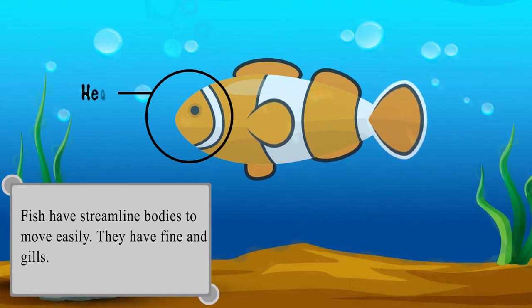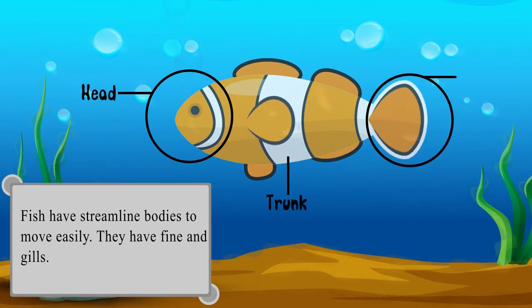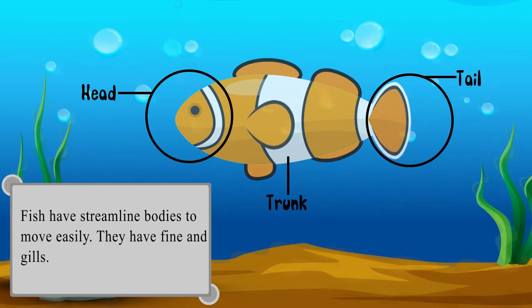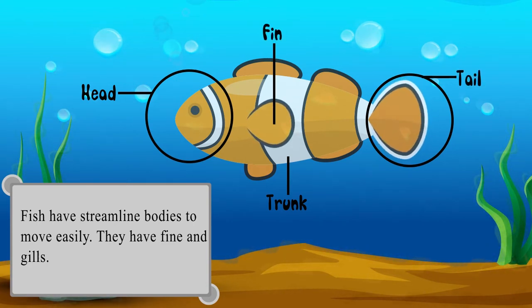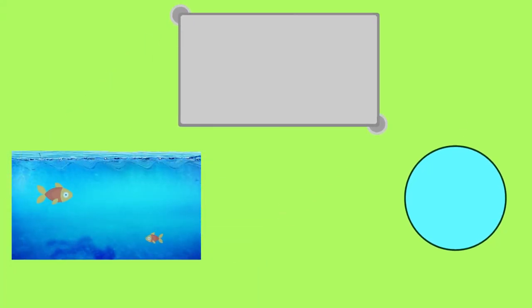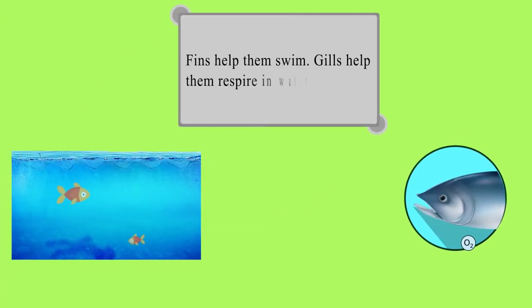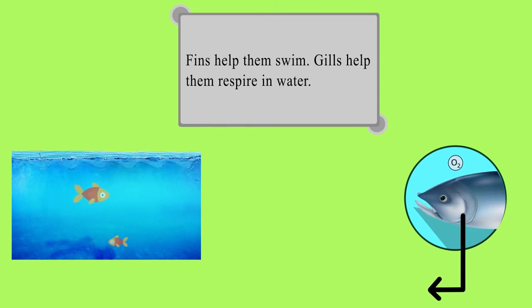Fish have streamlined bodies to move easily. They have fins and gills. Fins help them swim. Gills help them respire in water.